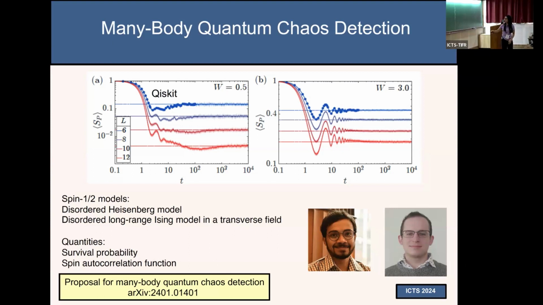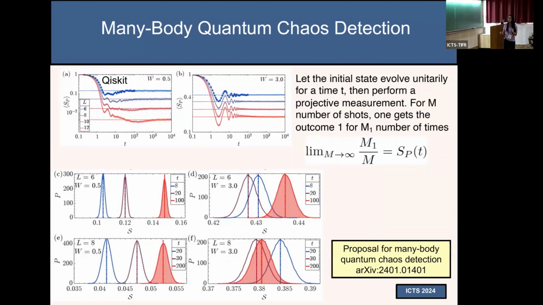So with Edway, what we are trying to do is mimic what an experimental group would do. How would they measure the survival probability? They let the system evolve to a certain time t, collapse the wave function, and then do this again and again. So you do m shots, which has to be many, and out of these m shots, m1 times you get the initial state. This ratio would be the value of the survival probability.